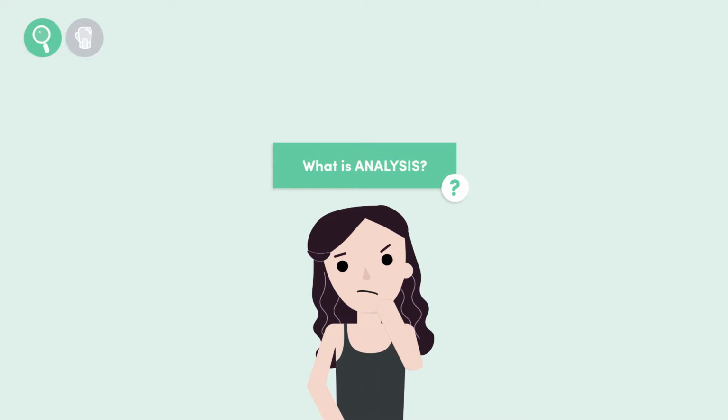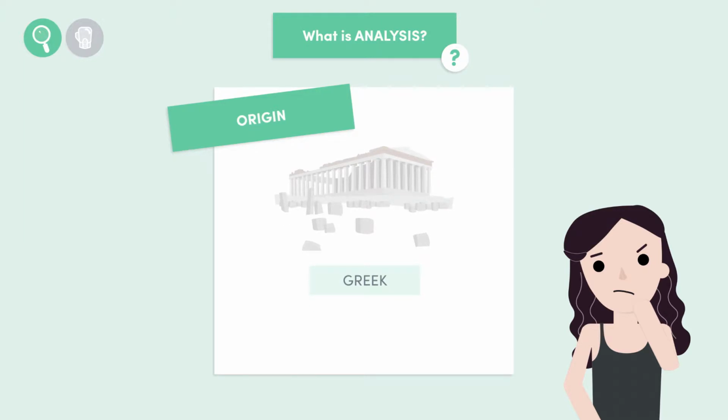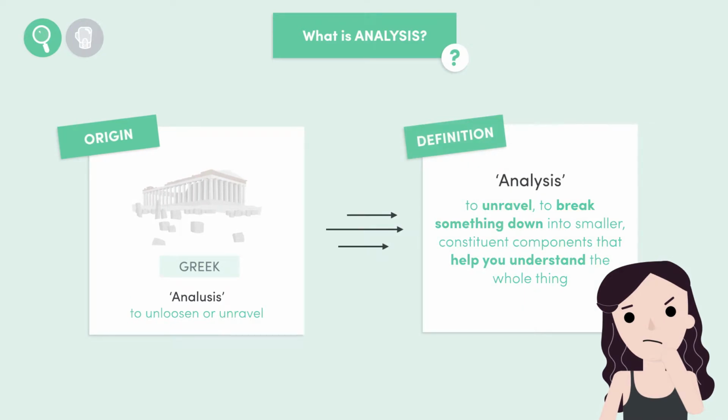Basic question, I know, but the word analysis actually comes from a Greek word, analusis, which means to unloosen or unravel. So to analyze something therefore means to unravel, to break something down into smaller constituent components that help you understand the whole thing. When we analyze literature, we're looking to break it down into small, manageable parts that explain how an author creates meaning.